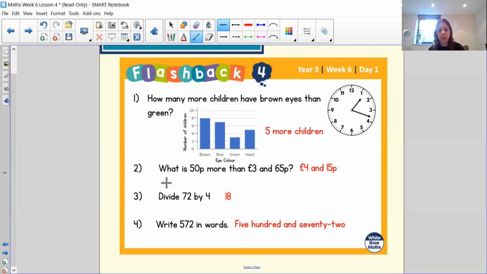Question 3. Divide 72 by 4, you get 18. And hopefully some of you can check that. If you did 18 times 4, it would get you 72. That's how you could check that, by doing the inverse.